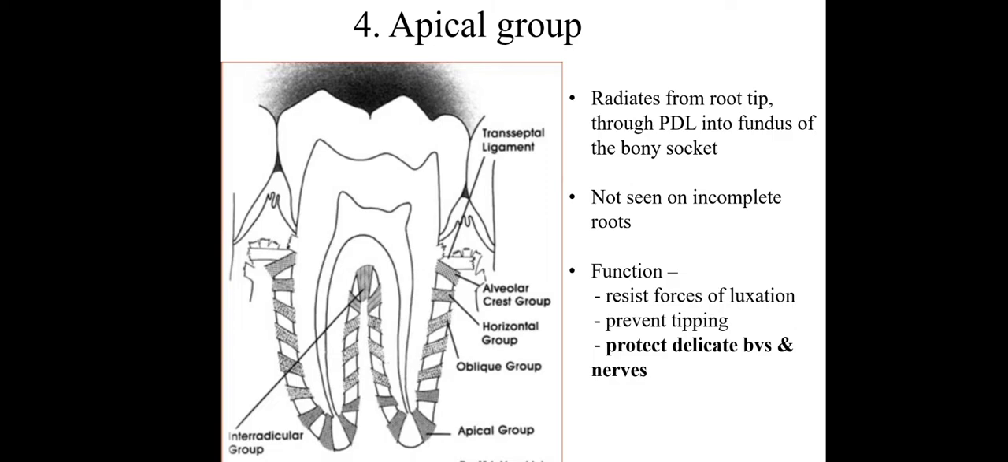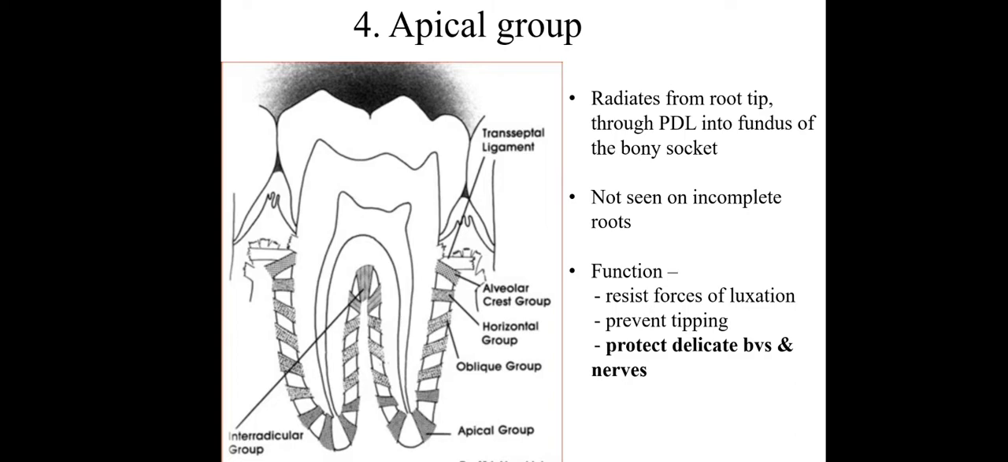Next group of fibers are apical group of fibers. Apical group of fibers, as the name suggests, are present in the apical part of the root. They radiate from the root tip and attach themselves to the fundus of the bony socket. They attach themselves to the deepest part of the bony socket, that is known as the fundus of the bony socket.